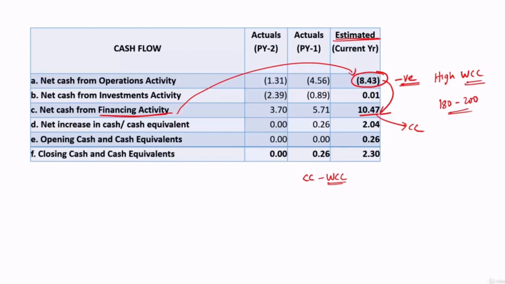Okay, so just think of a scenario. Let's say sales is 100, expenses are 90. This is actual. Okay, let's look at the cash flow also. Out of 100, what is realized is only 30.